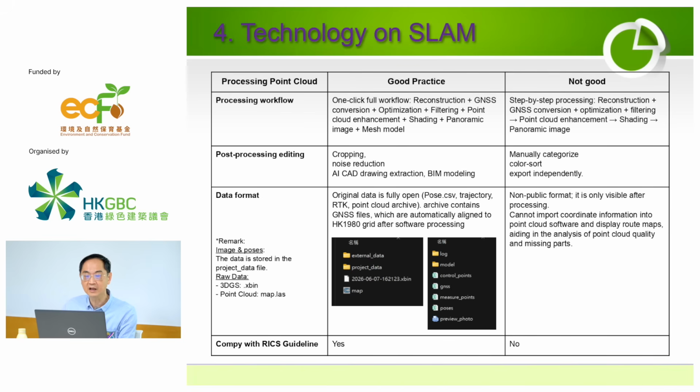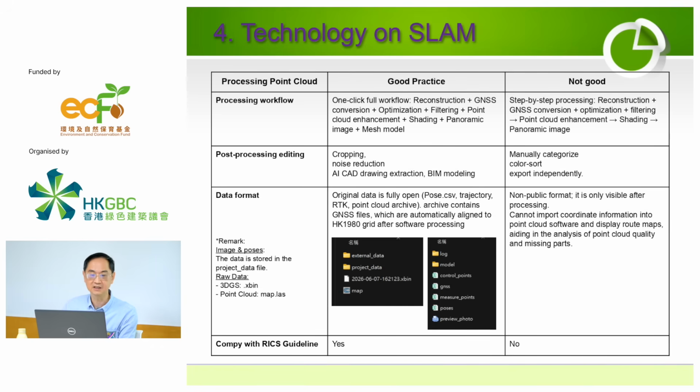Archive contains GNSS files which are automatically aligned with the Hong Kong 1980 grid after software processing. So you will see those. We should have those files in our memory. Okay, so the other not good is only put here for reference. And then finally, as what I said, we need to comply with our RICS guideline.